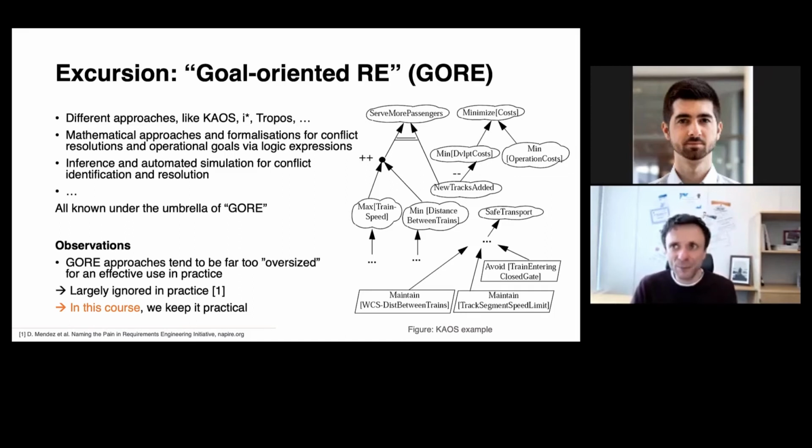Now, it's not up to me to judge the practical value of these goal-oriented requirements engineering approaches like CHAOS, iStar, or Tropos, but there's one good argument why we might not rely on them. So I want you to hear that they exist, but there is a good argument maybe not to use them. And it's the following one.